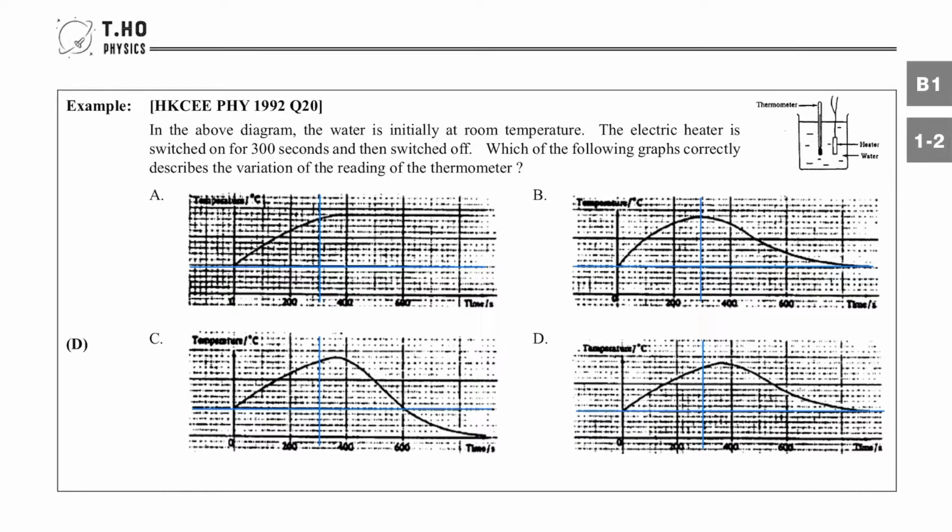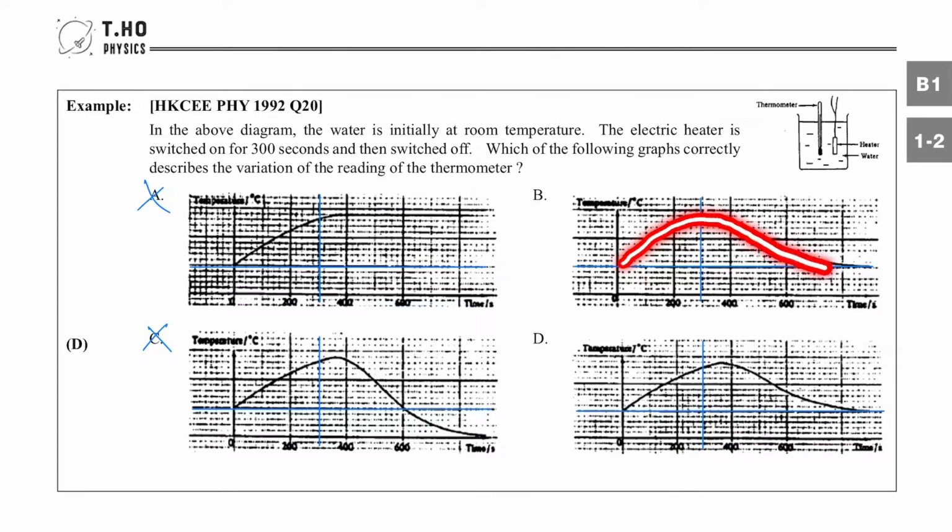Firstly, we have to take into account one thing: because the water is heated from room temperature, after the heater is switched off, it will go back to room temperature again. So we can rule out A, because the temperature after switching off the heater just remains constant, so it is not true. And we can rule out C as well, because the temperature has dropped to below room temperature after the heater is switched off, which is also not physical.